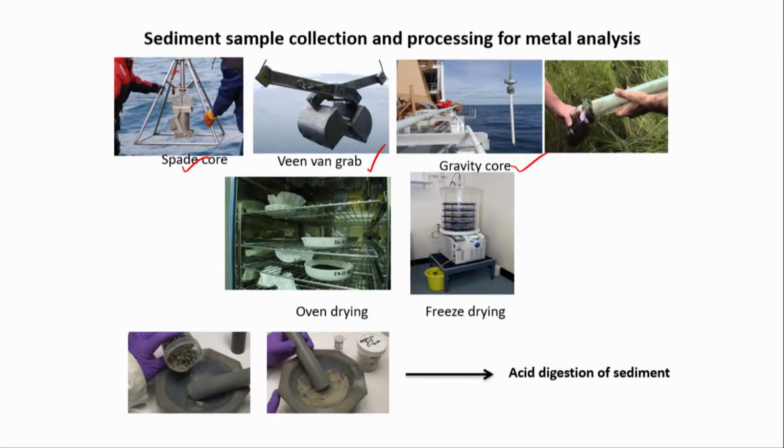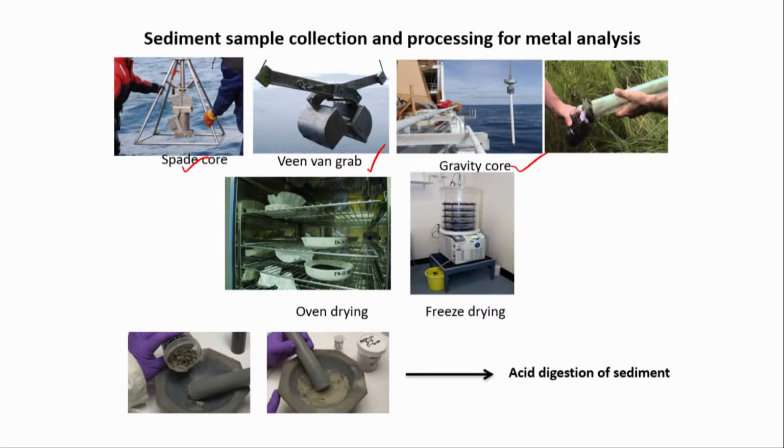We cannot precisely collect the surface layer, but we can collect surface sediments along at least 5 to 10 centimeters. And PVC pipe, we sometimes use to collect a sediment core during low tide. During low tide, we can collect a sediment core manually by using pipes. After we collect the sediments, we bring them to the lab.